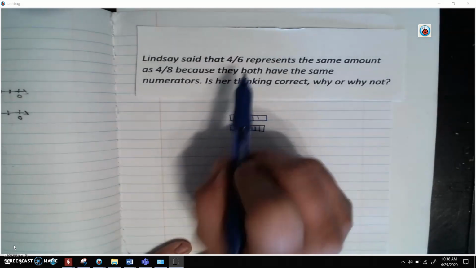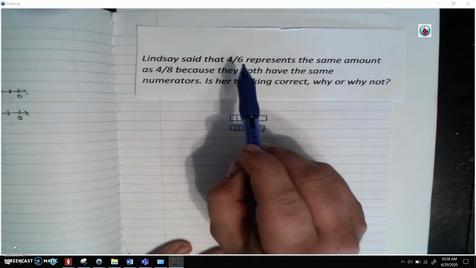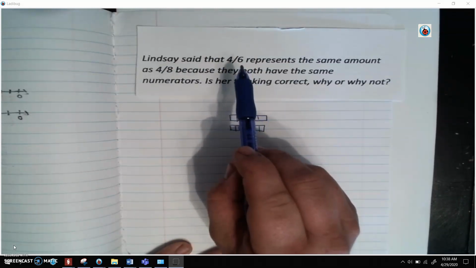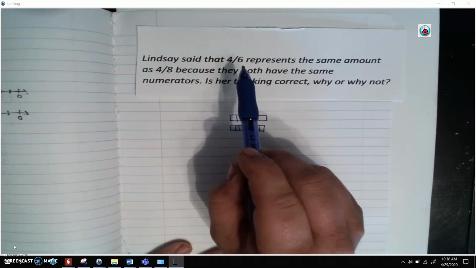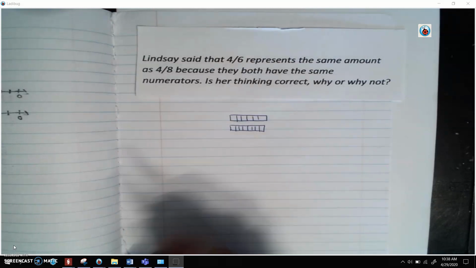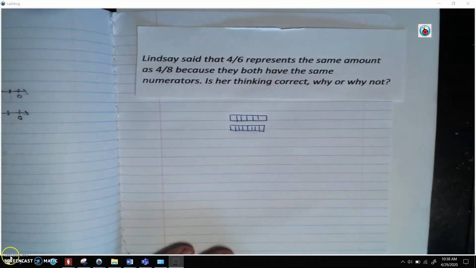Think about if you're sharing a whole pizza, and a pizza is cut into 6 pieces, or a pizza is cut into 8 pieces, the 6 are going to be bigger pieces. So Lindsay's thinking is not correct, it's incorrect, because the 6ths would be bigger pieces.